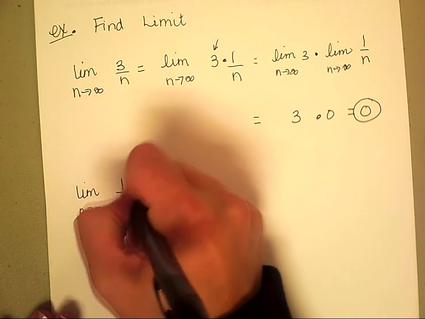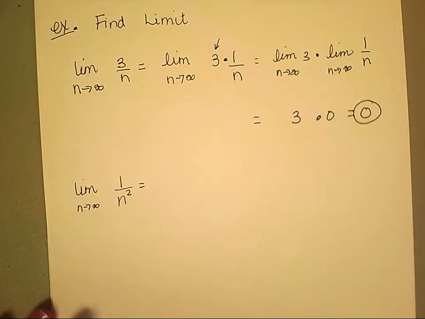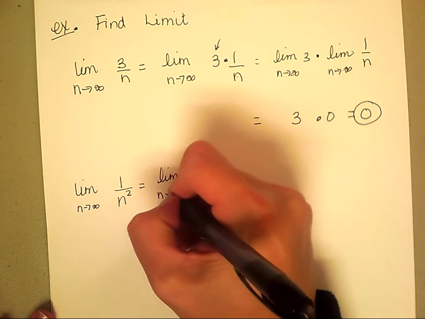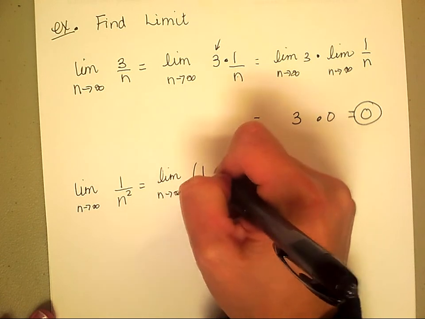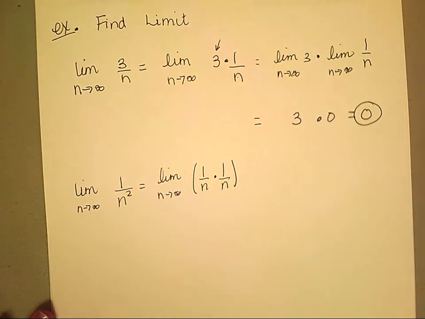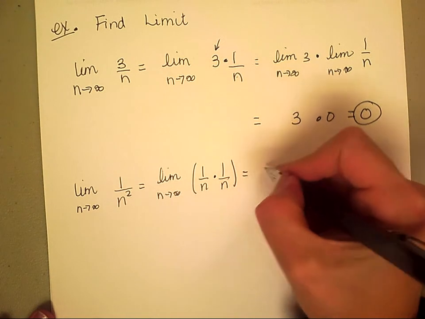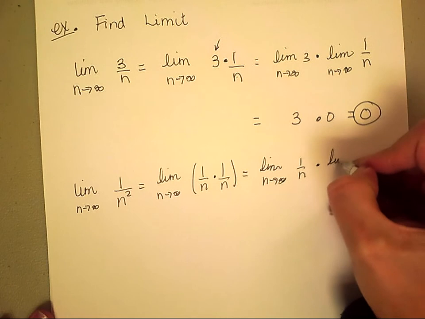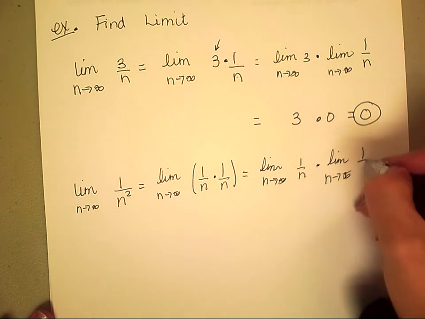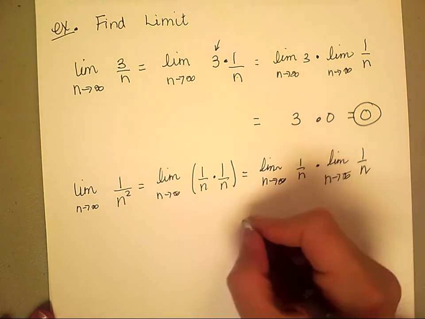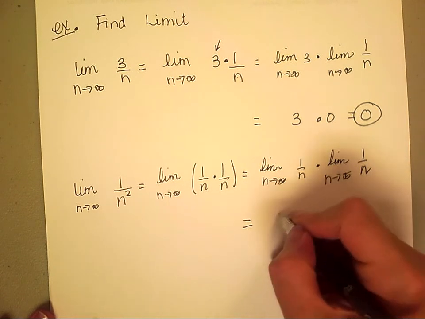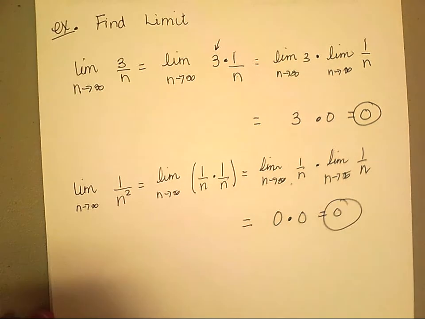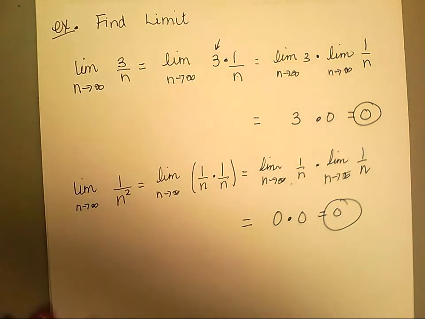What about the limit as n goes to infinity of 1 over n squared? What's this limit? Well, let's do some rewriting. This is the limit as n goes to infinity of 1 over n times 1 over n. And now I can split these up. That's just the limit as n goes to infinity of 1 over n times the limit as n goes to infinity of 1 over n. And now from the theorem above, the limit as n goes to infinity of 1 over n is 0. This is also 0. 0 times 0 is 0.